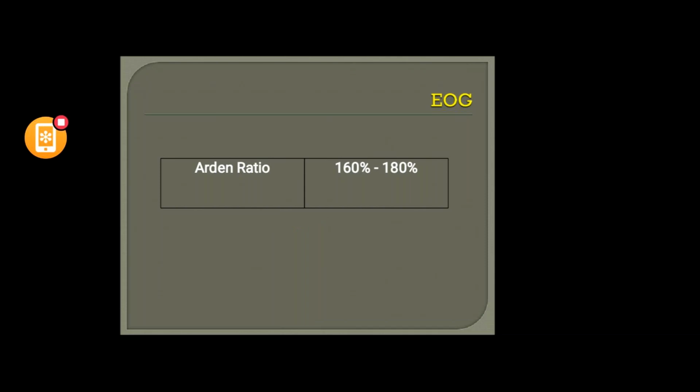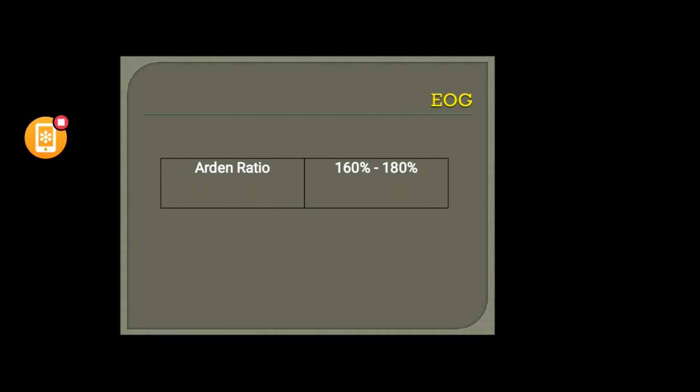Now EOG. EOG is electro-oculogram. I told before that EOG helps you to have an idea how the RPE is working, the health of the RPE. So it is coming as the relationship between photoreceptor rod and RPE, photoreceptor cone and RPE. So how is the situation?